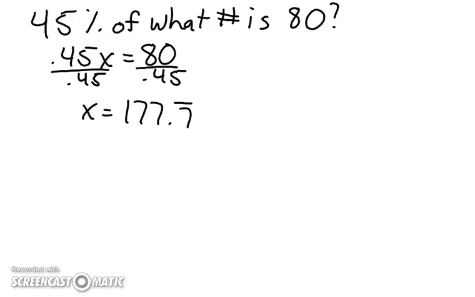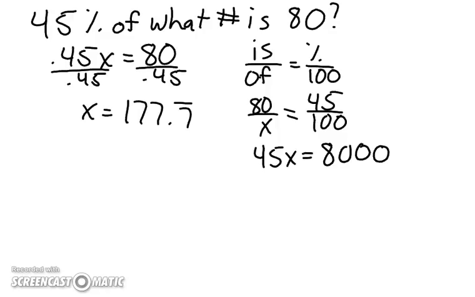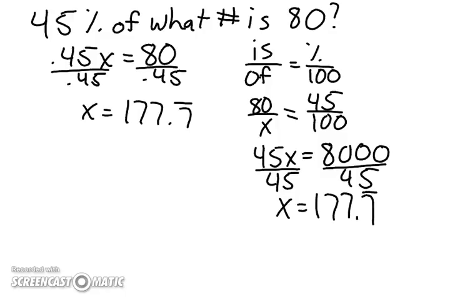Okay. Again, if you want to use the is over of, so is over of equals percent over 100. In this case, the is is 80. The of is what we don't know. The percent is 45 over 100. You cross multiply. 45x equals 8,000. And when you divide by 45, you get that x equals 177.7 repeats.